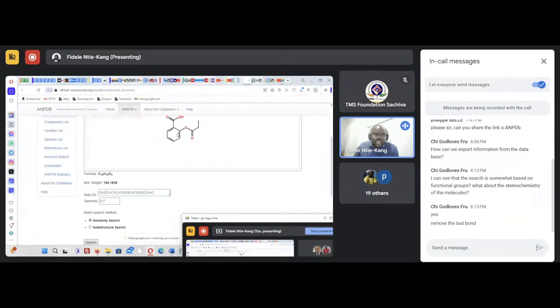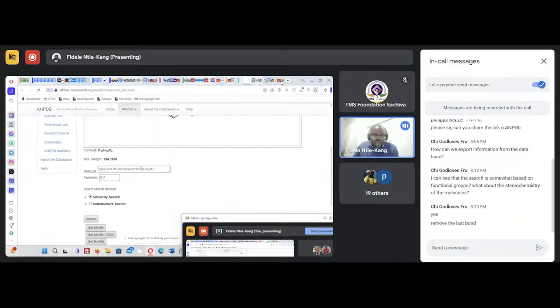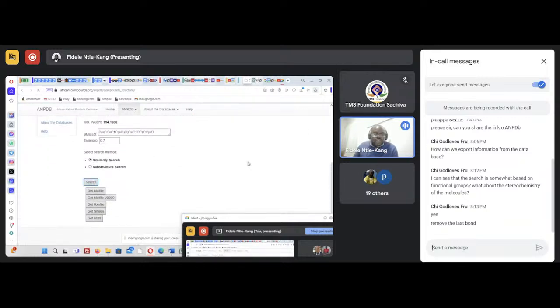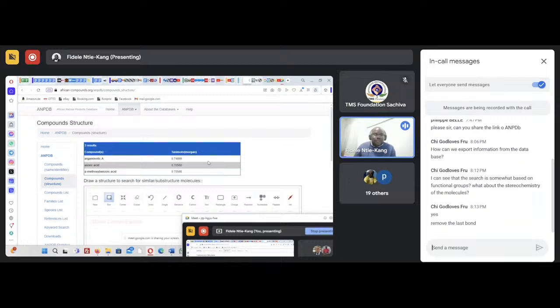And if I'm interested in similarity search, for example, as the deselect similarity, now, when I was building my structure here, I was drawing the SMILES. This is nice for those who cannot write SMILES. For those who can write SMILES, it is very easy. And once that is happening, I can now click on search, and it will give me a list of compounds that are like aspirin.